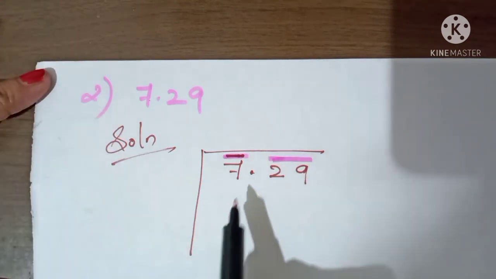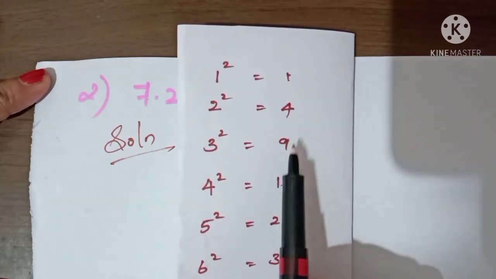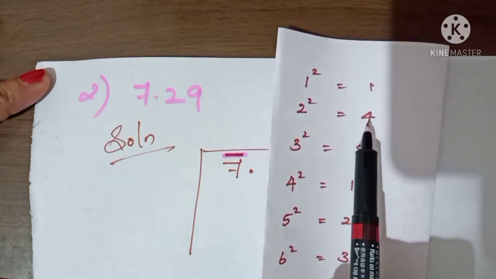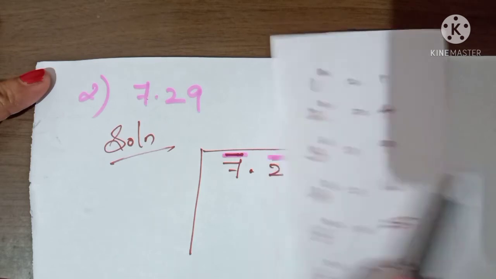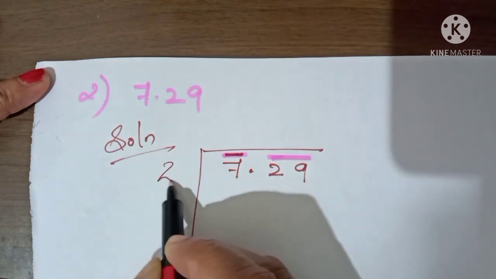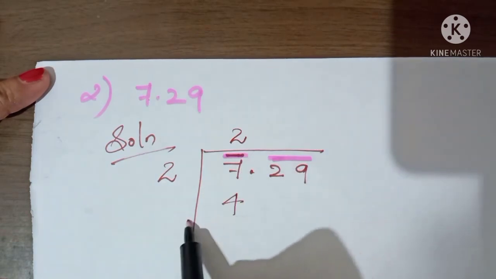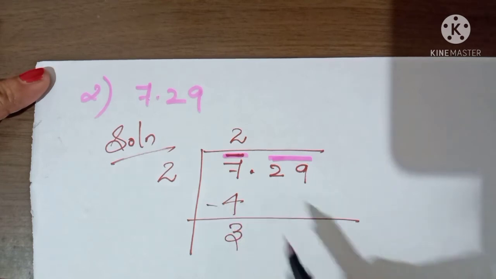Now 7, is there any number whose square is 7? No. 1, 4, 9. So can we write 9 here? No, it is not possible. So we'll go for the previous number, 4. What is that? 2 square, 2 into 2, 2 2s are 4. So we'll write 2 here, and here also 2. 7 minus 4, 3.